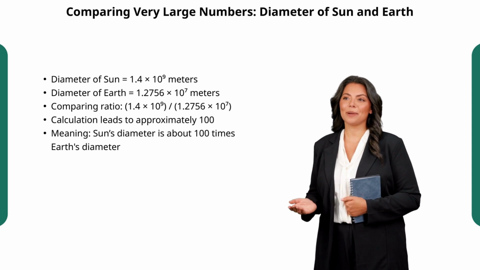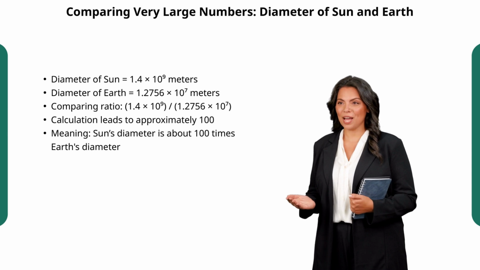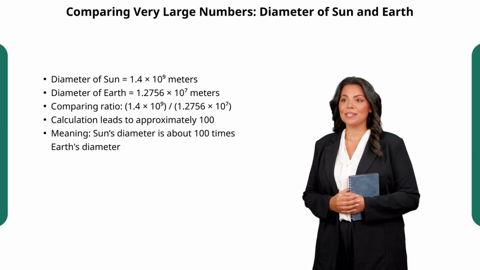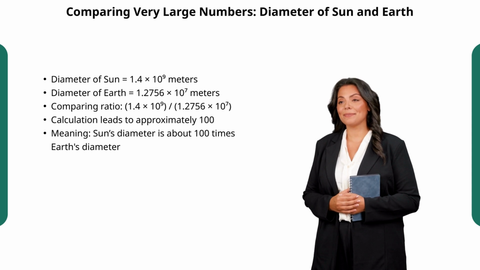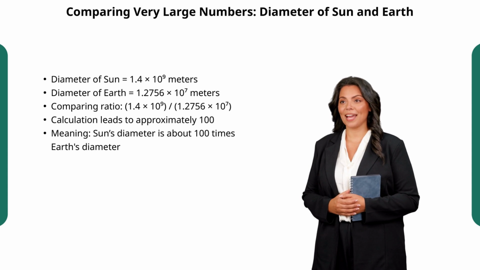First, the diameter of the Sun. It is 1.4 times 10 to the power 9 meters. Next, the diameter of the Earth. It is 1.2756 times 10 to the power 7 meters. To compare these, we divide the Sun's diameter by the Earth's diameter.